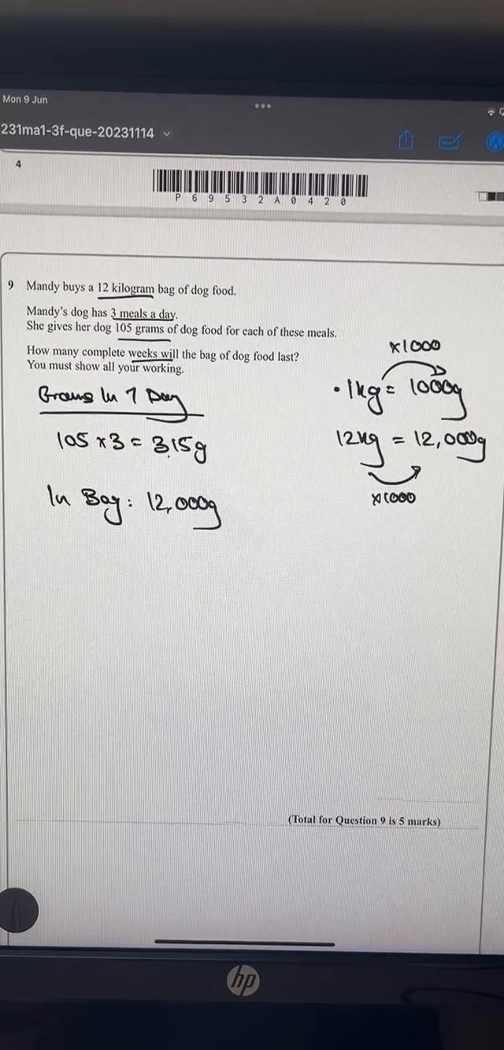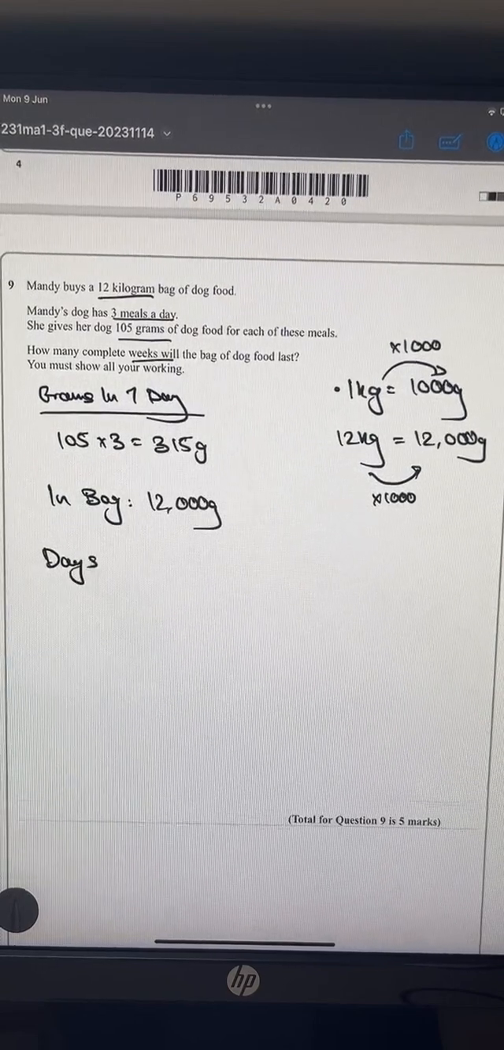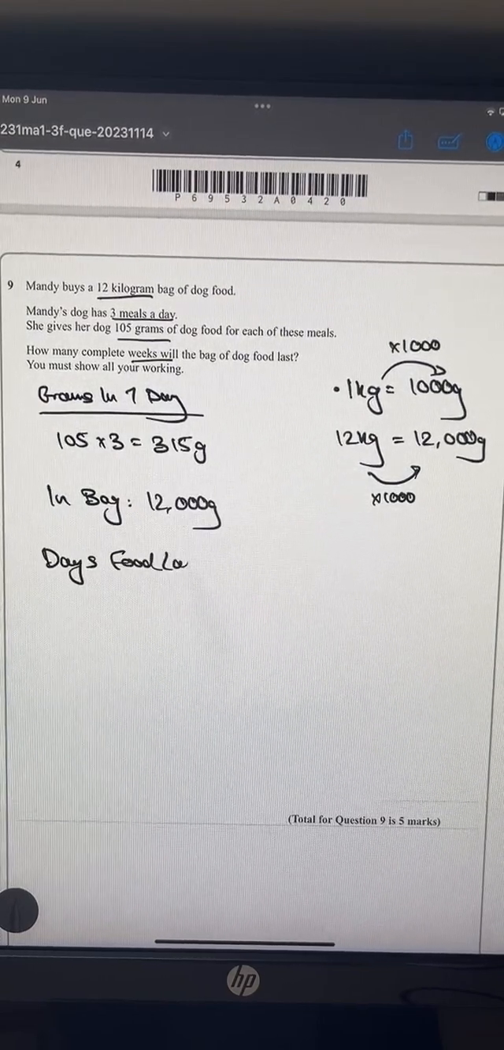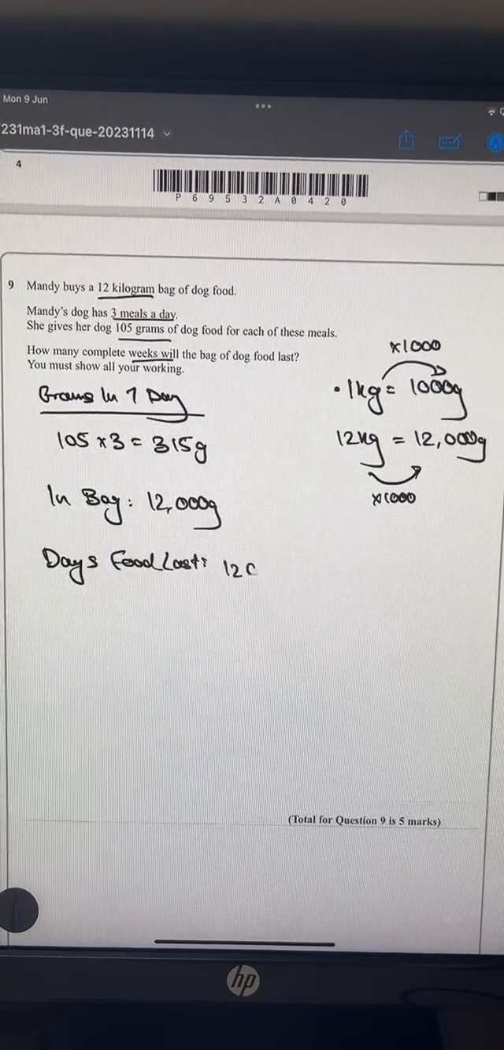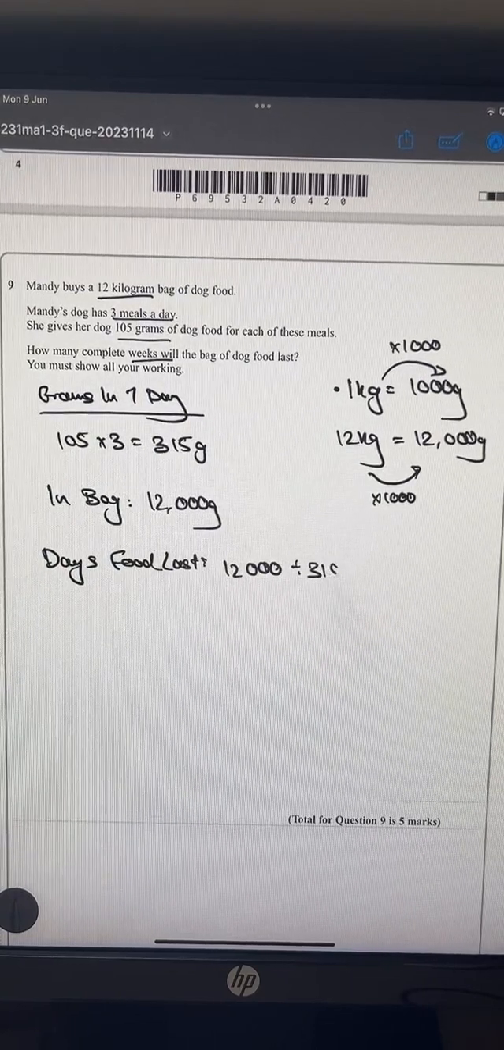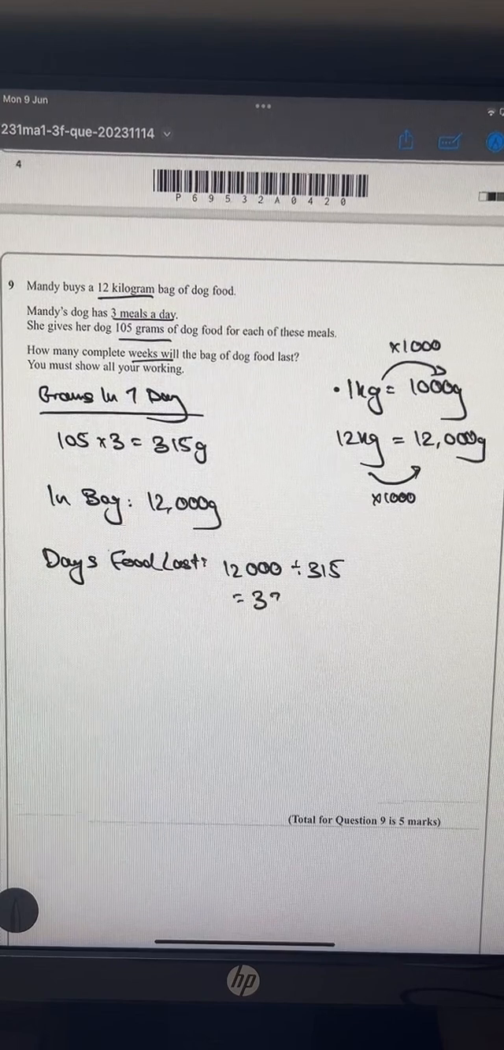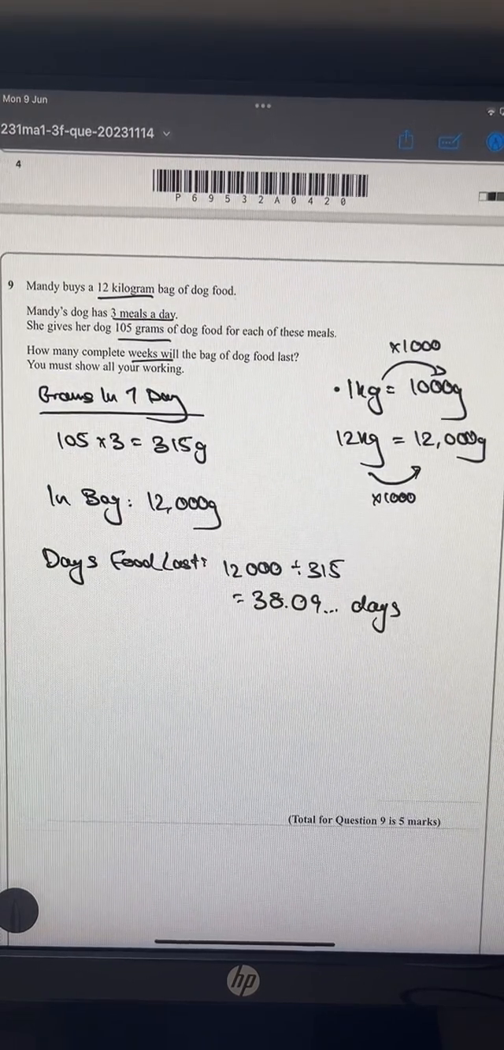In a day, she feeds the dog 315 grams. So let's see how many days the food lasts. So I've got 12,000 and I have 315 a day. So if I do that, 12,000 divided by 315, that lasts me about 38.09 blah blah blah days. All right. I need how many complete weeks? Well, it's telling me complete weeks, right? So whole weeks. So I've got 39 days.